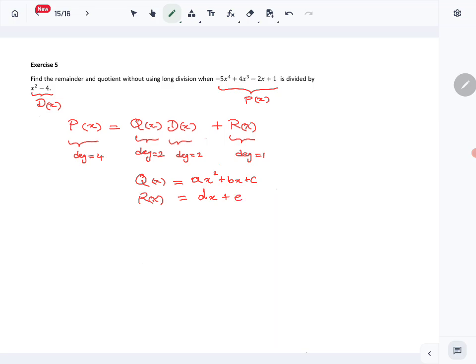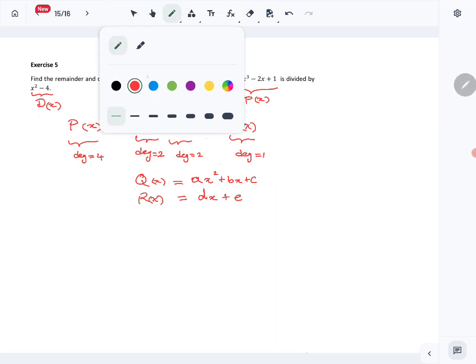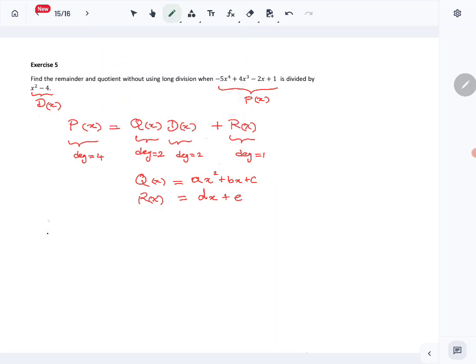Now set up the division algorithm form and find these 5 coefficients a, b, c, d, e. You need to find those constants. So that is how you do this question without long division.